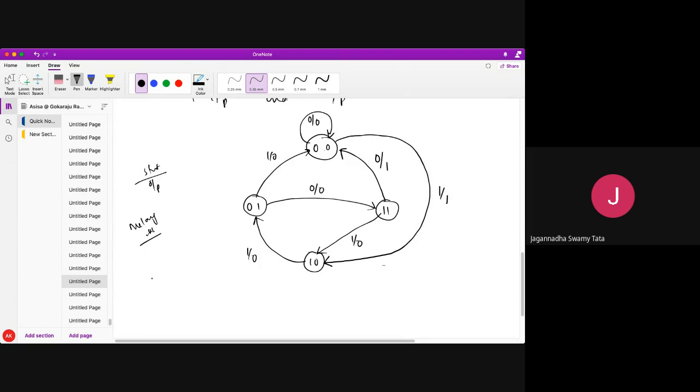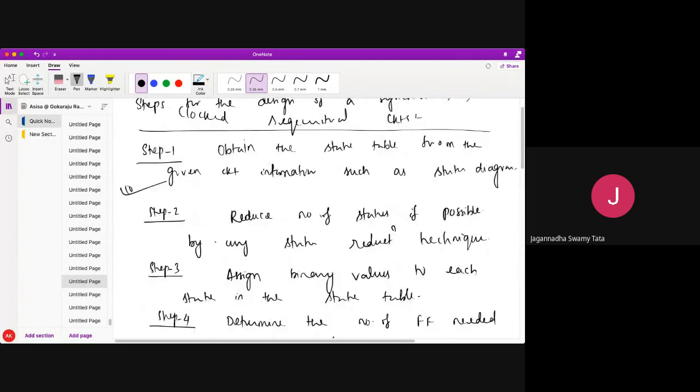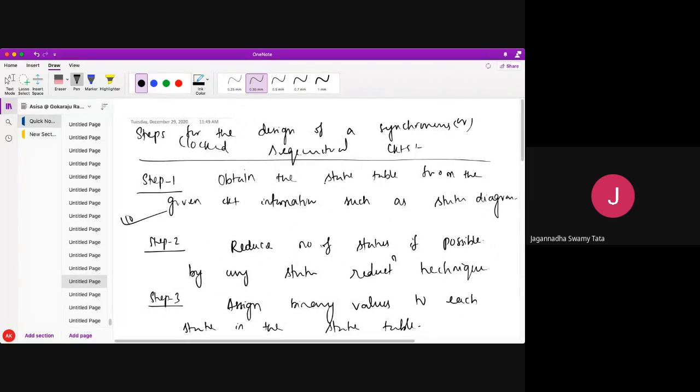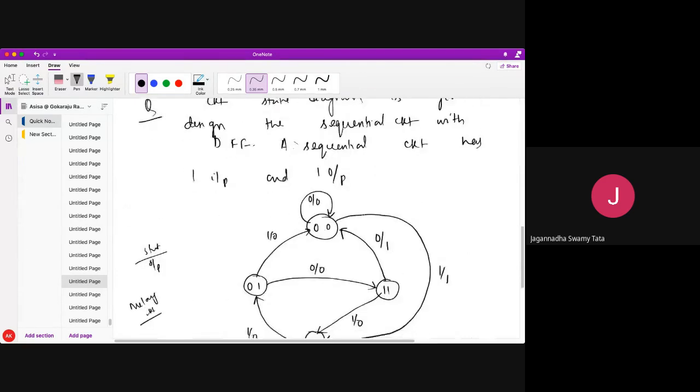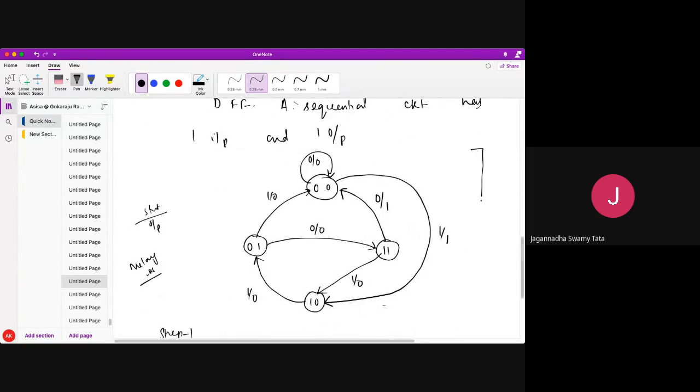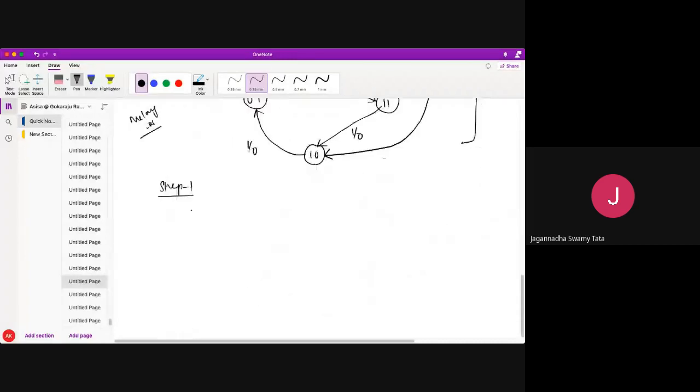So now what you have to do? What is my step 1? In step 1, obtain the state table. You have to get the state table from the given circuit information, such as the state diagram. Okay, here it has been given to you in the form of a state diagram. From this state diagram you derive the state table. So this is my step 1, from circuit information, from the state diagram. Okay, so this is the question, first step we are going to do.